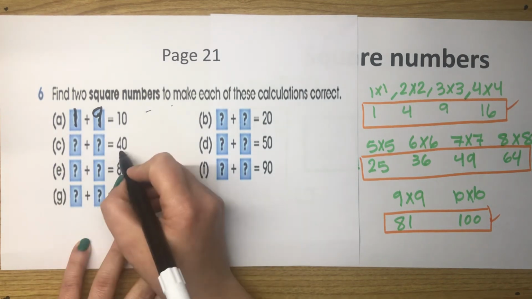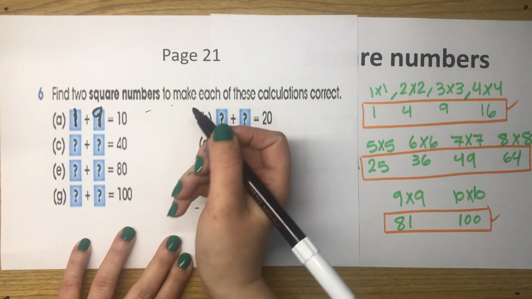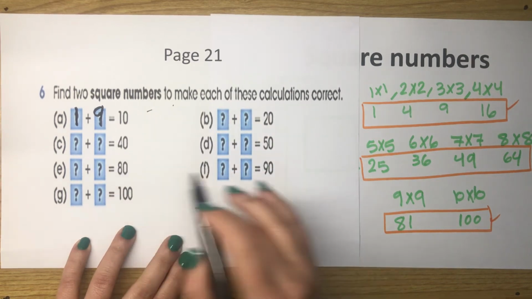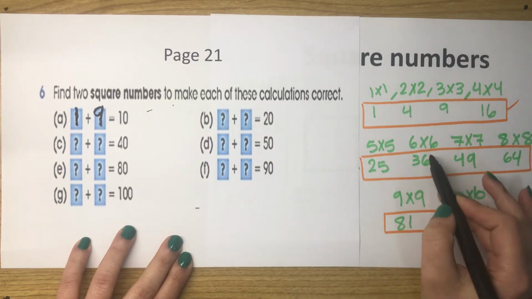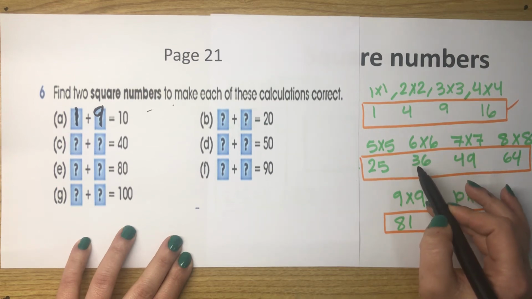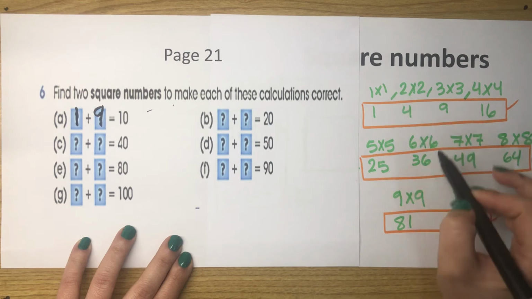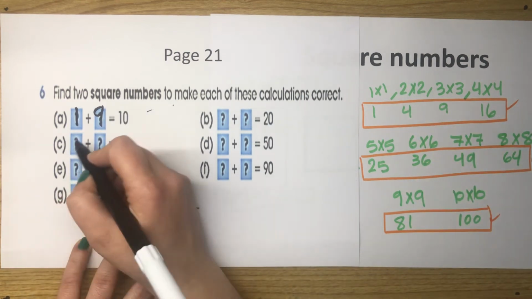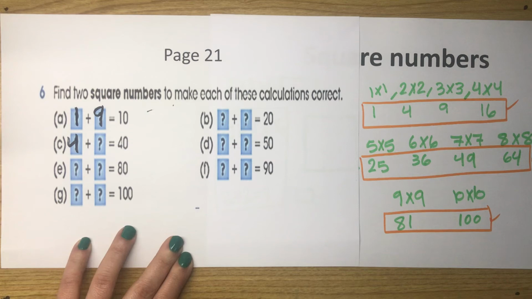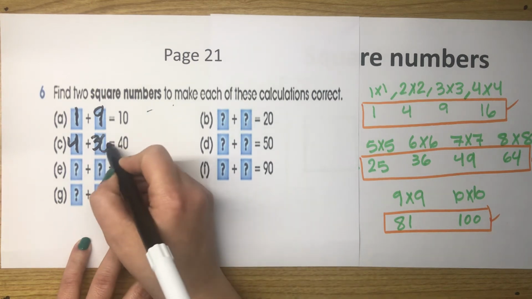Okay, 40. The key to finding such answers is to look around the number 40. 40 lies here. There is 36. How much do I have to add to 36 to get 40? Which is 4. So 4 is a square, and 36 is a square number too. So 4 and 36. We got it.